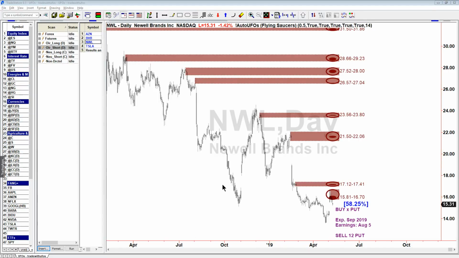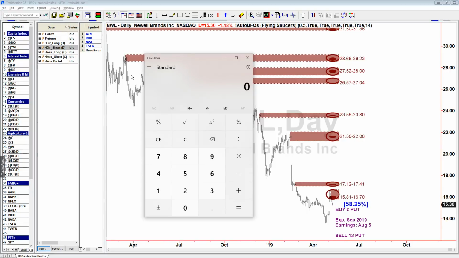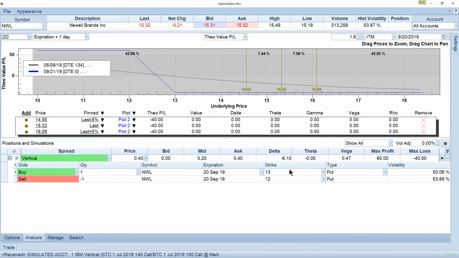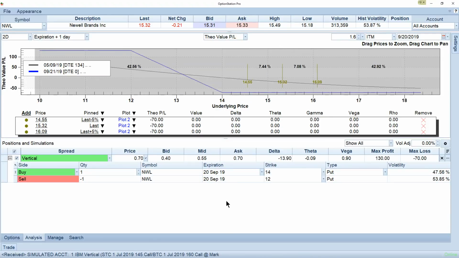We have the current price being 1581 and the target 1249. So the midpoint is 14, okay, 14. So the idea would be to use the 14 and sell the 12, okay? Now, this sometimes works, sometimes doesn't. Let me explain what I mean.